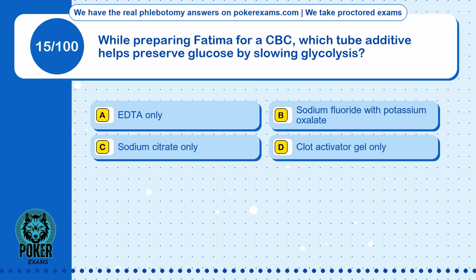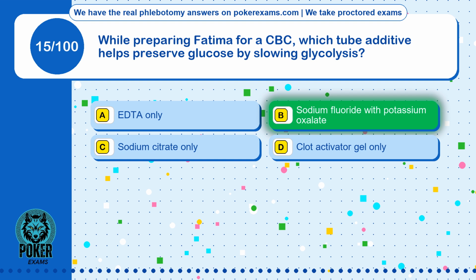Question 15. While preparing Fatima for a CBC, which tube additive helps preserve glucose by slowing glycolysis? Option A, EDTA only. Option B, sodium fluoride with potassium oxalate. Option C, sodium citrate only. Option D, clot activator gel only.